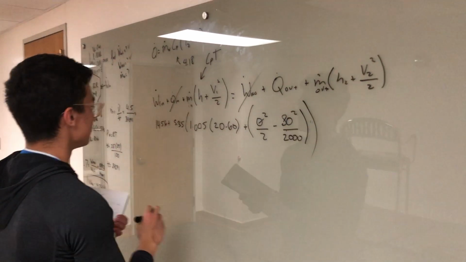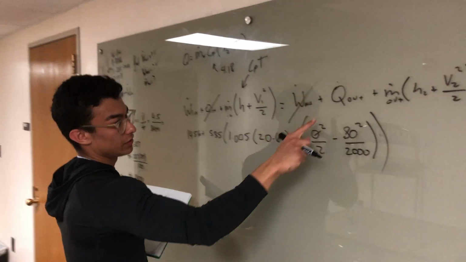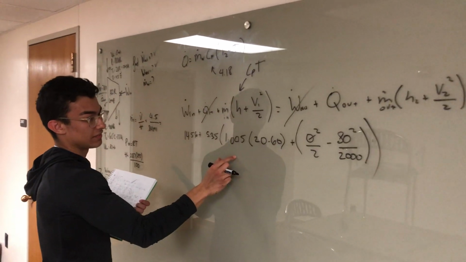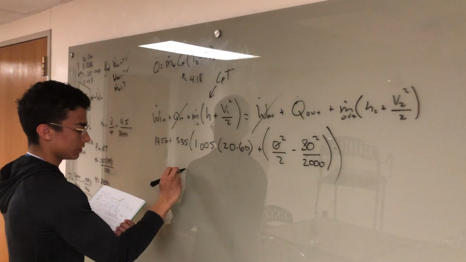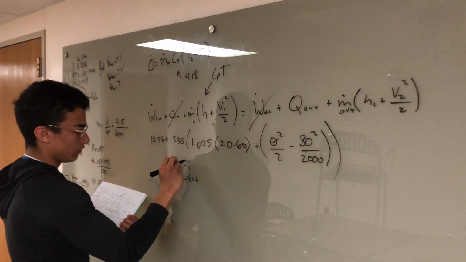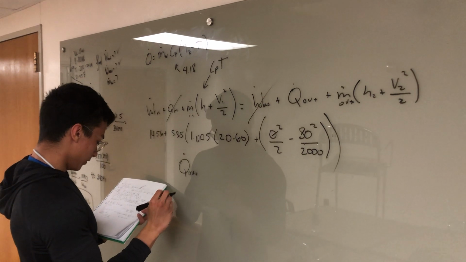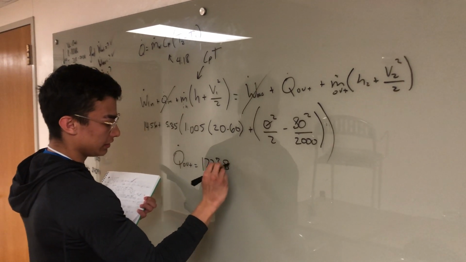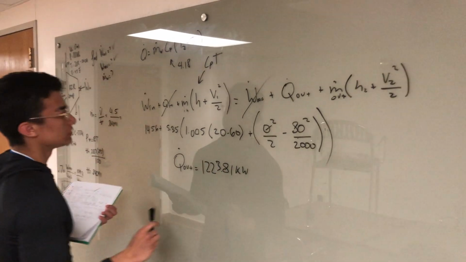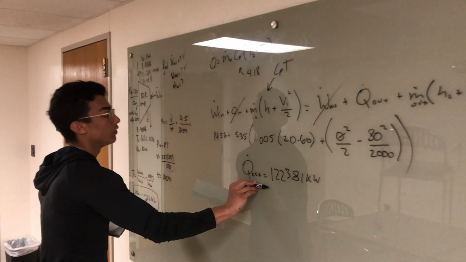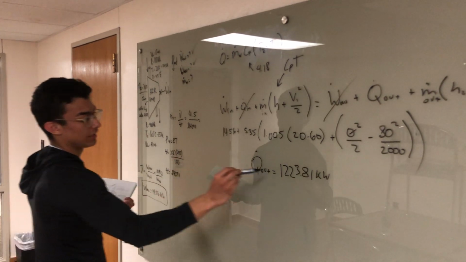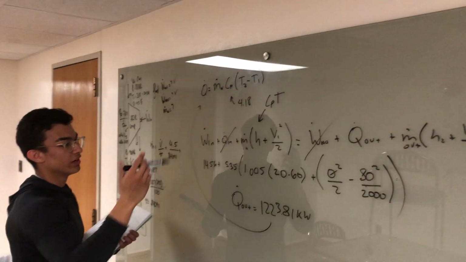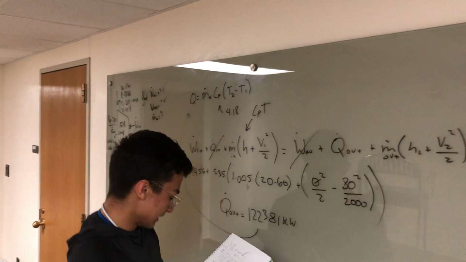So once we crunch all these numbers, you're going to get your Q out. And all I did here was skip a step, so I moved this to the left side and have everything equal to Q. So the Q out for this system is going to be equal to 1223.81 kilowatts. So we just found our heat going out of the system using energy balance. So now this value is going to go here, and we're just going to be left with one variable. So let's do this last step here.